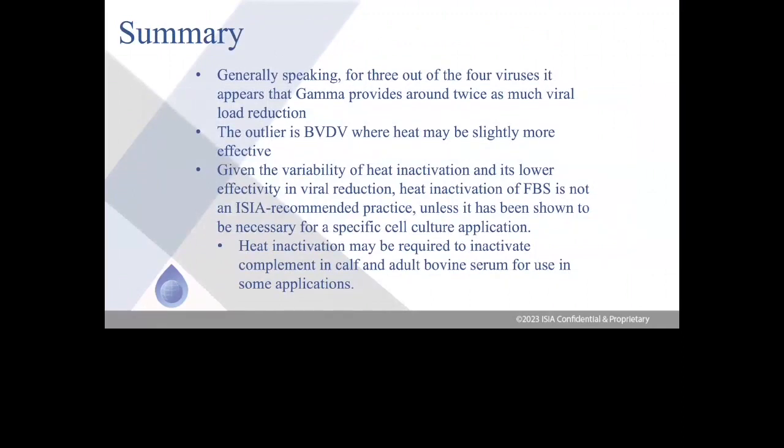It is definitely surprising, I think, that heat can in fact provide quite a bit of viral reduction if properly controlled, and if all of the concerns that Nicole expressed earlier are actually taken care of. However, given the variability of it and its overall lower effectivity, we don't recommend it as a practice for routine viral load reduction, unless it's been shown to be necessary for a specific cell culture application.